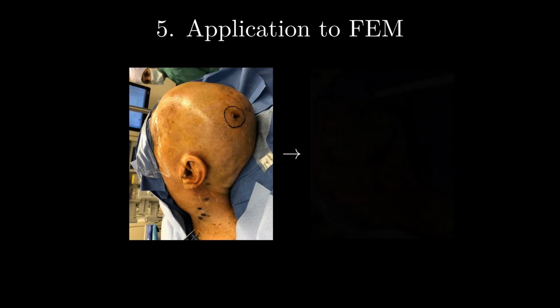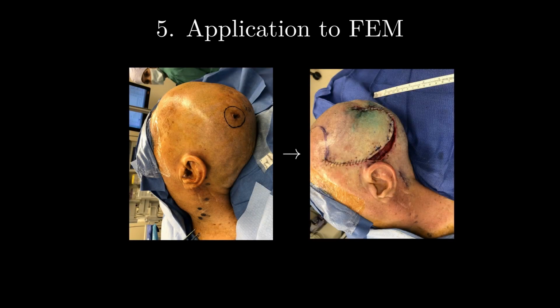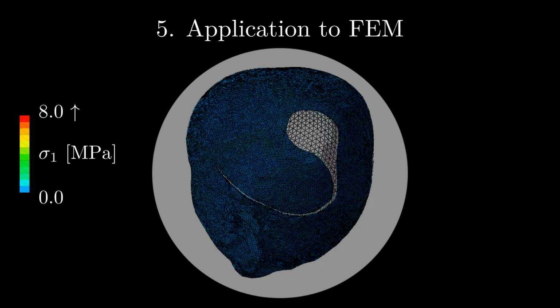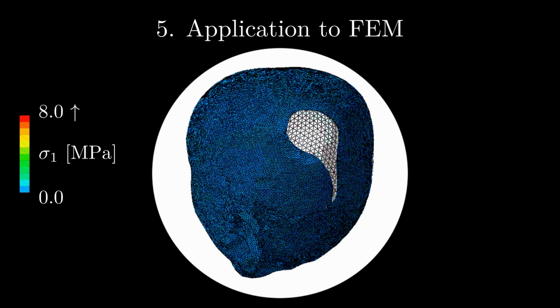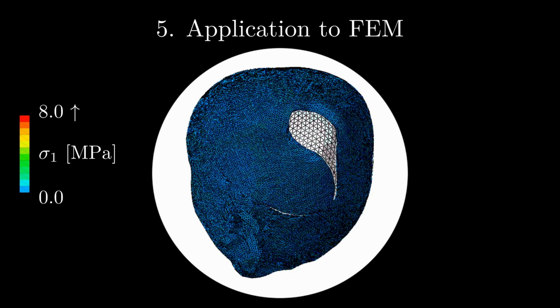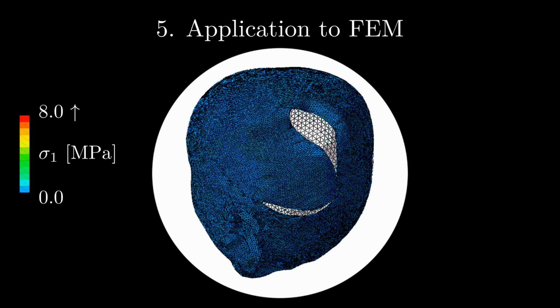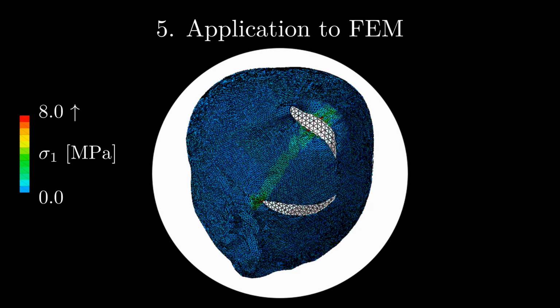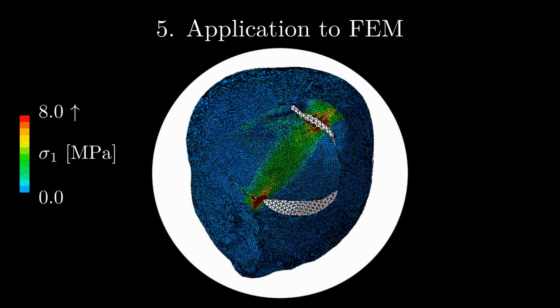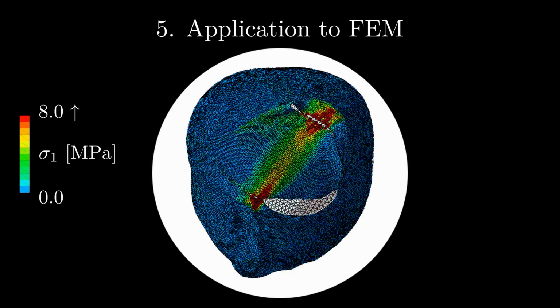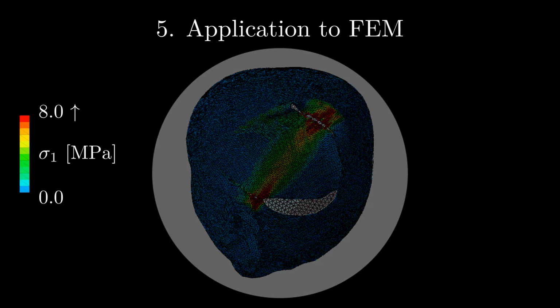We then move on to realistic simulations of human tissue. We perform a virtual surgery in the scalp of an actual cancer patient using a realistic patient-specific model. The simulation predicts locations of stress concentration during various stages of surgery, which enables better planning of the surgery.